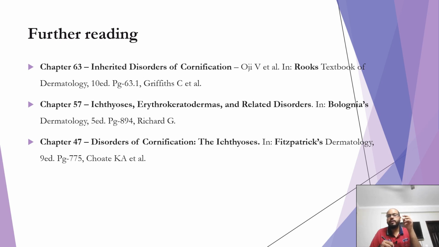If you have gone through this video, you don't require to read it from Rook's. The problem that Rook's has is that it has explained ichthyosis in a linear format, so you are not able to understand intuitively. All you need to remember is what gene is mutated and what is the function of that gene. If you know that, and if you have gone through my lecture of last week on keratinization, you will understand where the problem is and how it is translating into different clinical features.